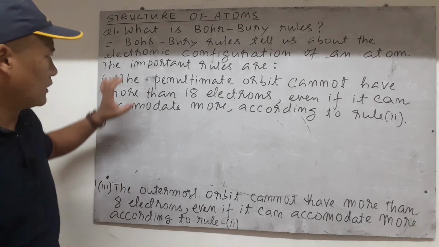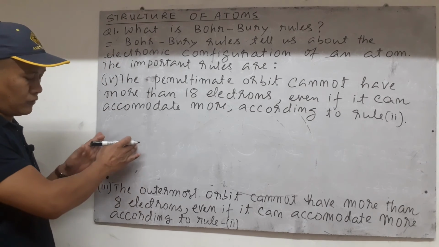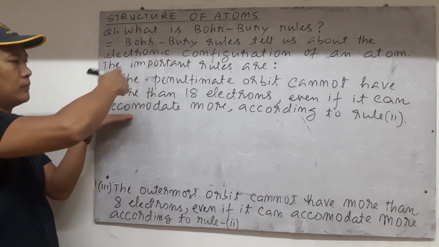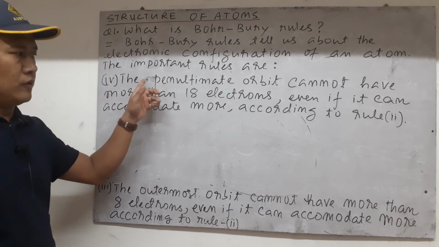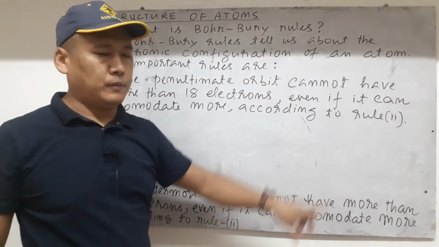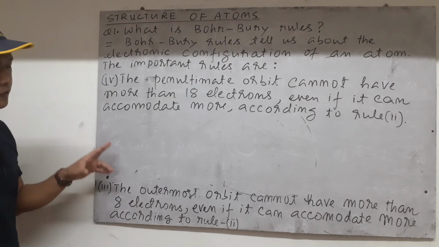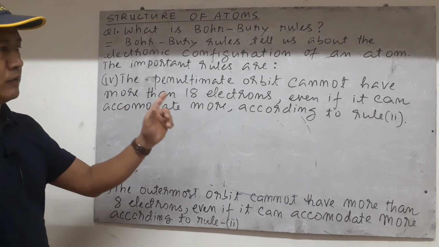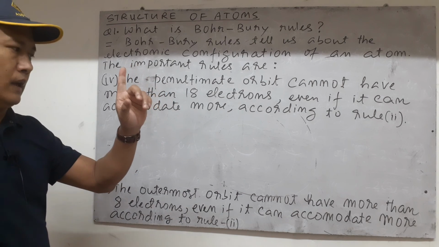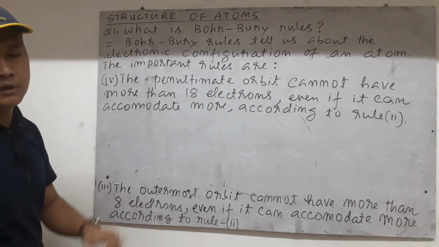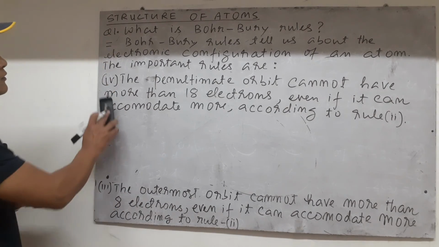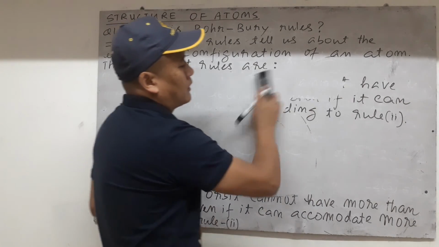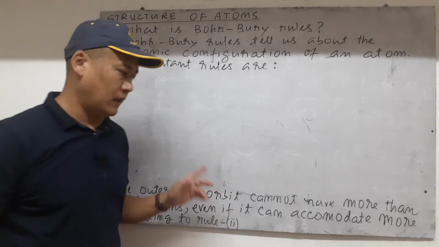Rule 3 is more dominant than rule 2 in the case of the outermost orbit. Rule 4 is more powerful or dominant than rule 2 in the case of the penultimate orbit. These are the 4 rules, only 4 rules. So if we know the Bohr-Bury rule and understand it, we can arrange the electrons of any atom in the right orbits, in the right number. The Bohr-Bury rule, in other words, helps us arrange the electrons in an atom in the right places, in the right numbers.